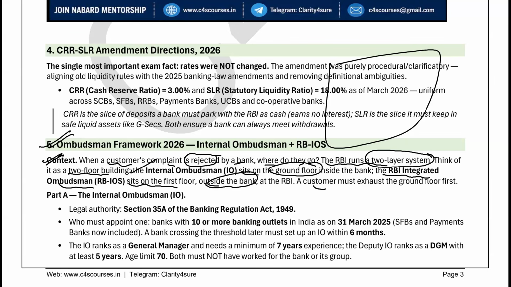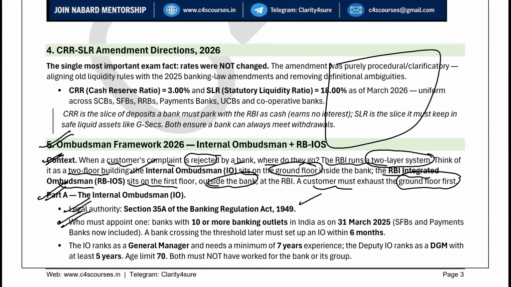At the RBI, a customer must exhaust the ground floor first. If you enter a building, what do you do? You will first exhaust the ground floor, then you will go to the first floor. So please try to understand part A, that is the internal ombudsman IO. The legal authority is Section 35A of the Banking Regulation Act of 1949. I have told you why the Banking Regulation Act is coming up.